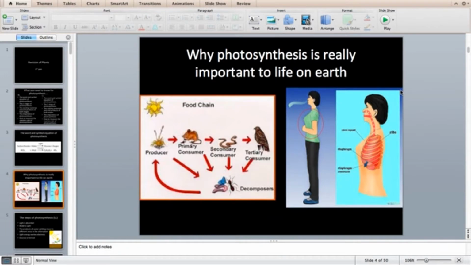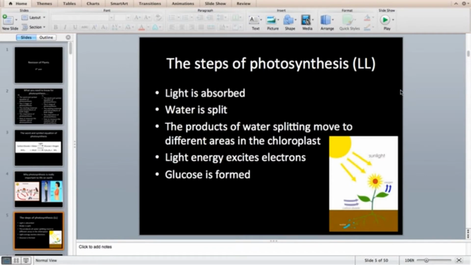Now, why photosynthesis is really important to life on Earth, girls? First of all, it produces oxygen, which is a key element for us for respiration, so we have to breathe it in. Also, plants are producers. They're the first step of every food chain. So if they can't capture light energy from the sun, then everything else would die, because nothing else has a food source.